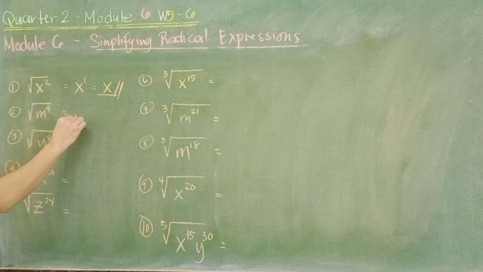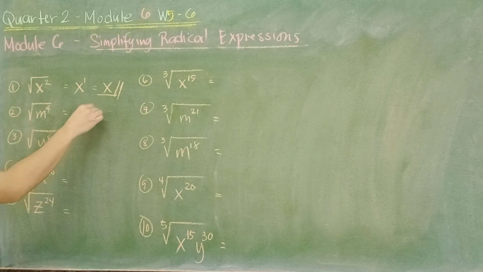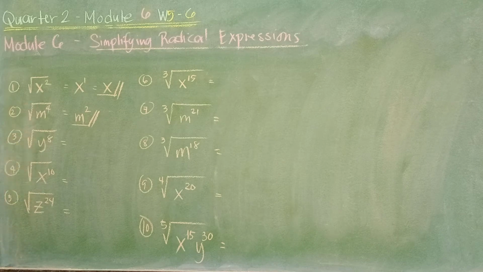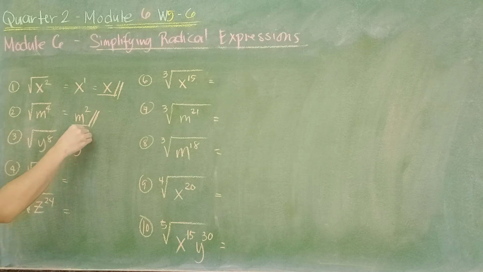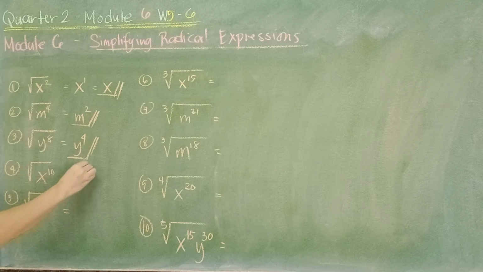Next, copy yung radical. 4 divided by 2, you have 2. Wala na yung radical symbol kasi full number yung nakuha mo. Wala kang remainder. Kapag sakto yung quotient mo, 4 divided by 2, pag sakto yung answer, wala kang remainder, alisin mo na yung radical sign. 8 divided by 2, so this is y raised to 4. Kung mapapansin mo, yung quotient, yun yung exponent na ginagamit mo ngayon. 10 divided by 2, this is x raised to 5.